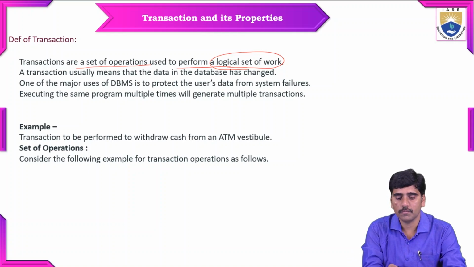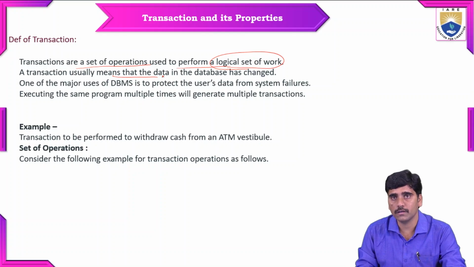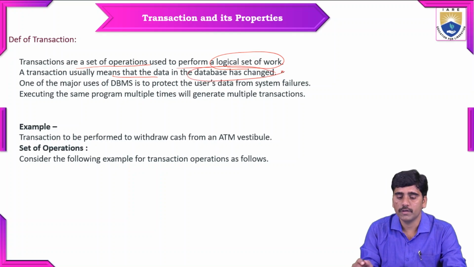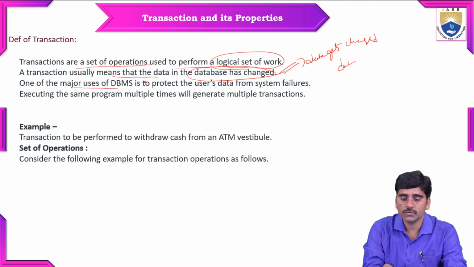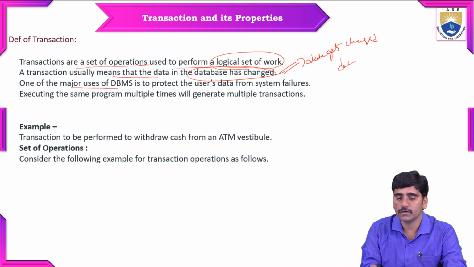So a transaction usually means that the data in the database has been changed. Whenever you perform some transaction operations, the data automatically gets changed in the database. A transaction is nothing but a logical set of work, a set of activities and operations that are used to complete the task. One of the major uses of DBMS is to protect the user data from system failures.